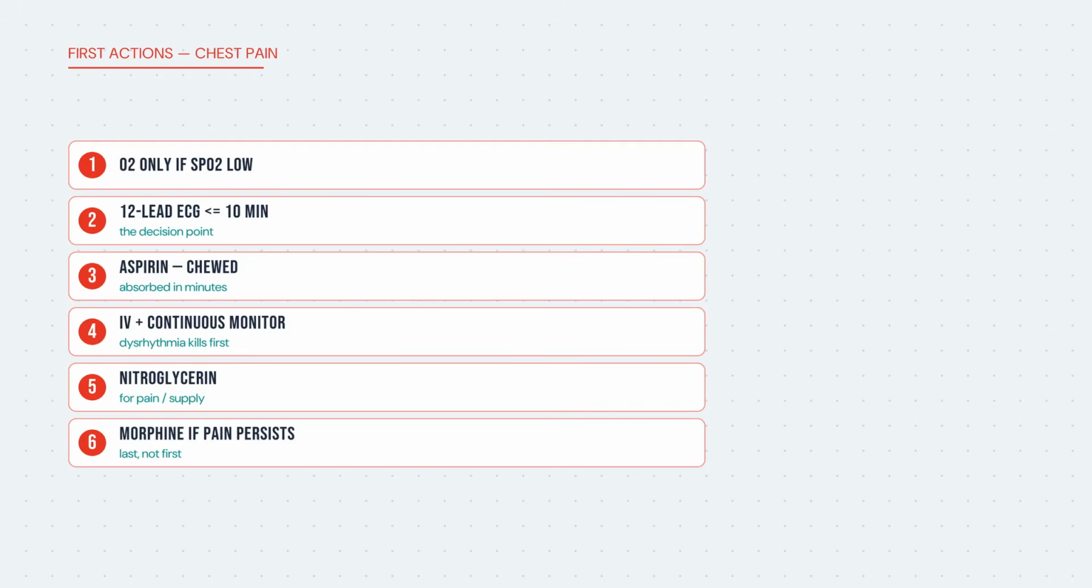Chest pain walks in. What happens and why? Oxygen only if the saturation is low. A 12-lead ECG within 10 minutes, because everything downstream depends on whether there is ST elevation. Aspirin, chewed, because you want it absorbed in minutes. It stops more platelets from joining the clot. IV access and continuous monitoring, because the most common cause of death in the first hour is a lethal dysrhythmia, not the infarct itself. Nitroglycerin for the pain. Morphine if pain persists, and notice it is last, not first.